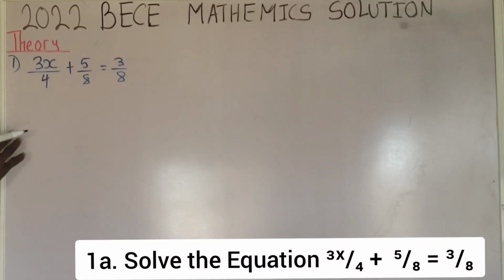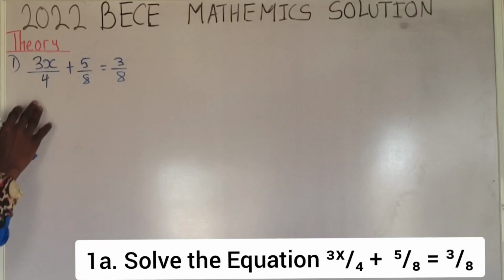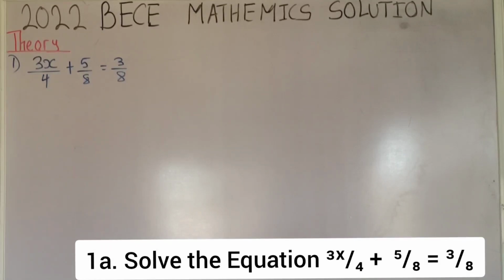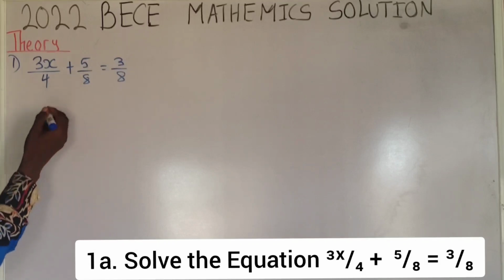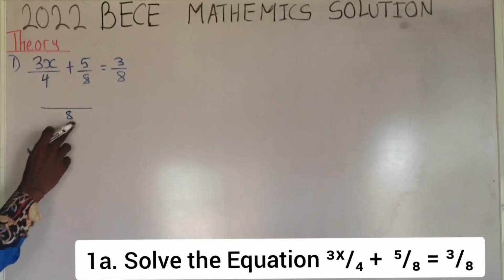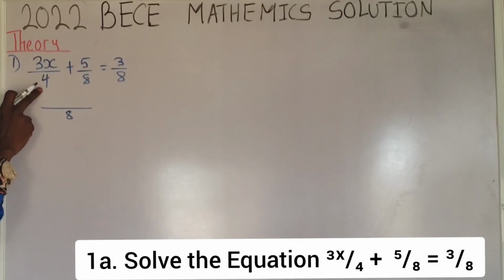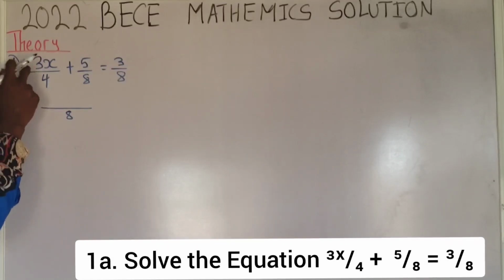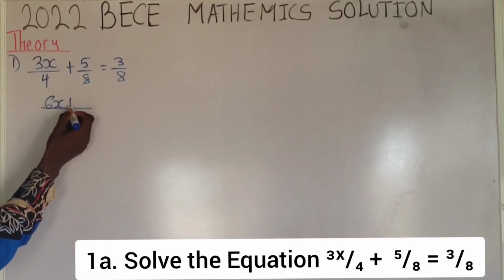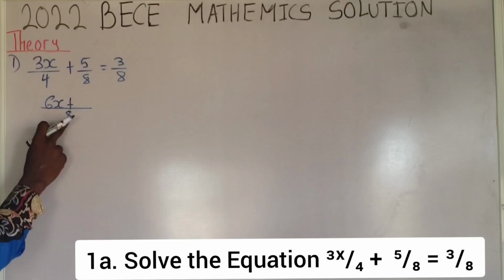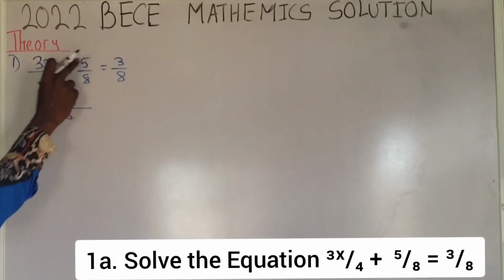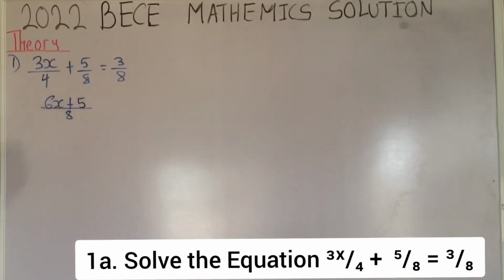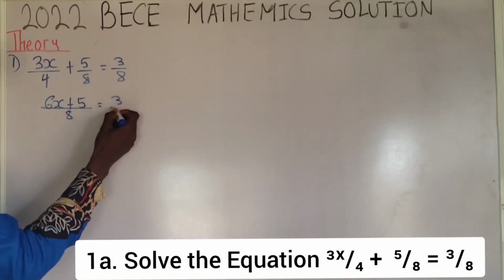So now you can see that on the left hand side of this equation, we have 2 fractions, and these 2 fractions are separated by a plus sign. So in that case, we are going to take the LCM. What is the LCM of 4 and 8? That is 8. So 8 divided by 4 will give us 2. 2 multiplied by 3x will give us 6x. So I'm going to have 6x plus. Now 8 divided by 8, that is 1. 1 times 5 is 5. Okay, equals 3 over 8.